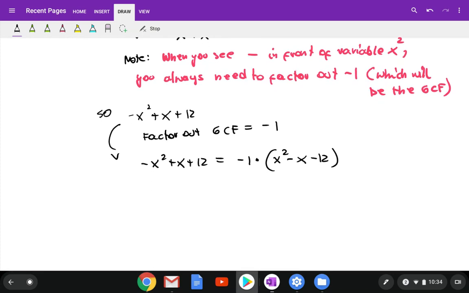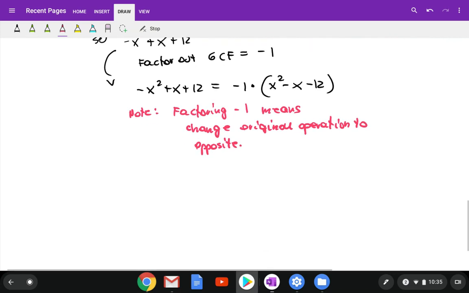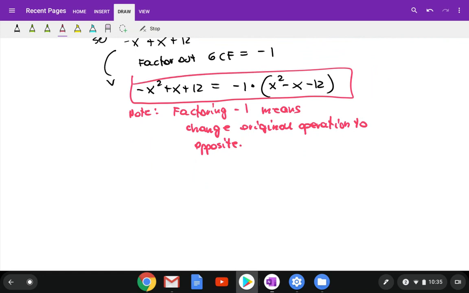So again, note: factoring negative 1 means change the original operation to the opposite. Okay, and that's what we did. Next.